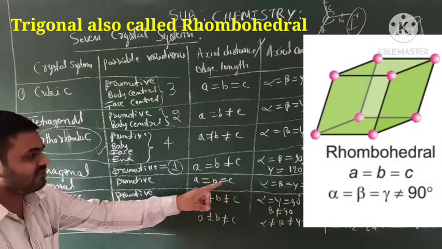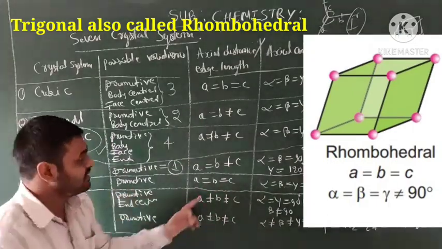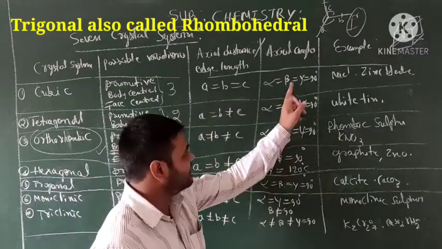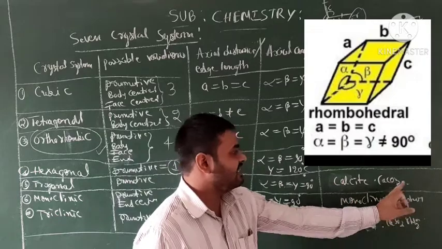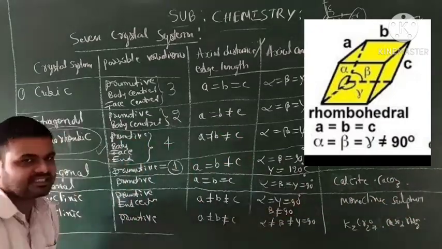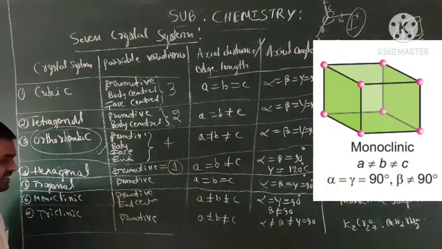Cubic and trigonal both were related. So trigonal structure gives a primitive structure. The angles were the same and the axial distances were the same. This is what we call calcite, or calcium carbonate. This is the example.